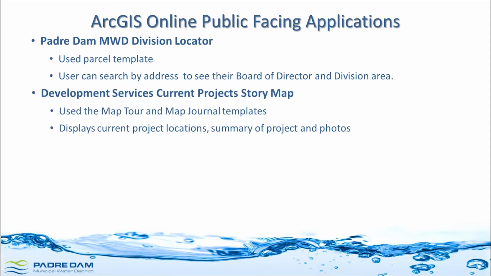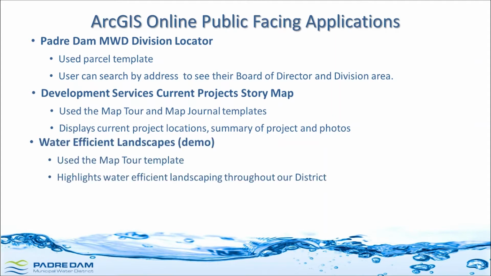We also utilized story maps for our development services group. We used the map tour and the map journal templates. The purpose of the story map was to display current project locations and a summary of these projects, as well as photos. This way our public can visit the website and have a really great visual of where the work and construction projects are taking place throughout our district.